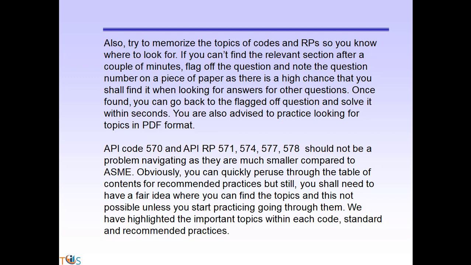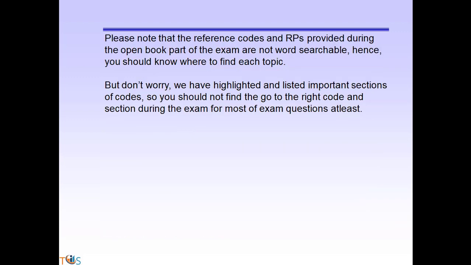You are also advised to practice looking for topics in PDF format. API code 570 and API recommended practices 571, 574, 577, 578 should not be a problem navigating, as they are much smaller compared to ASME code. Obviously, you can quickly peruse through the table of contents for recommended practices, but still you need to have a fair idea where you can find the topics, and this is not possible unless you start practicing going through them. We have highlighted the important topics between each code, standard and recommended practices.